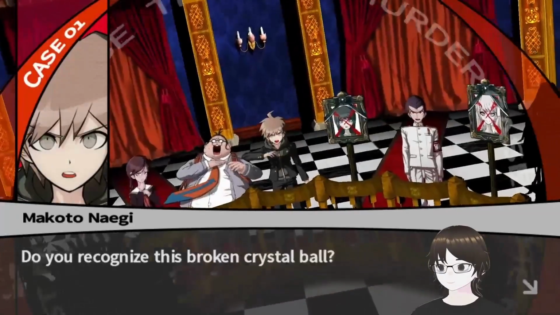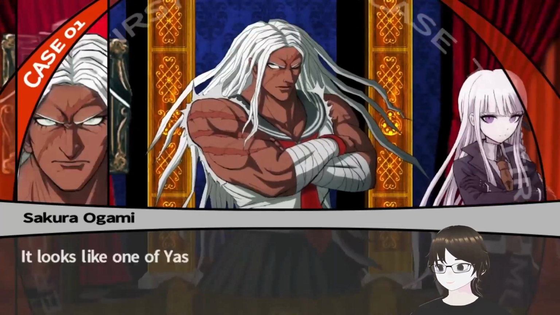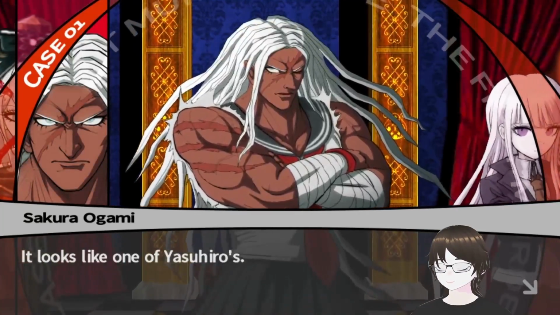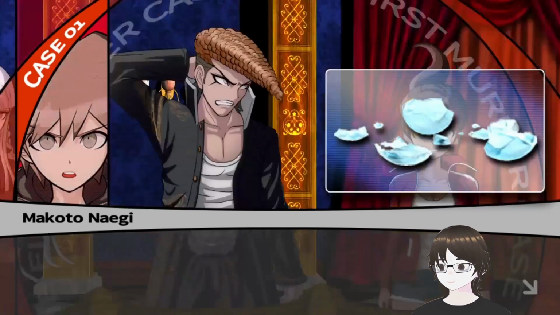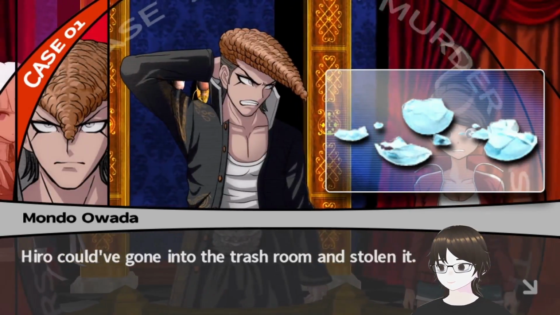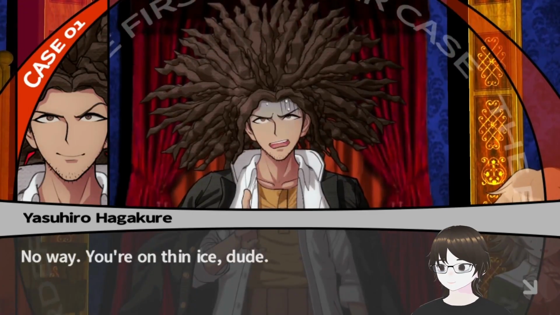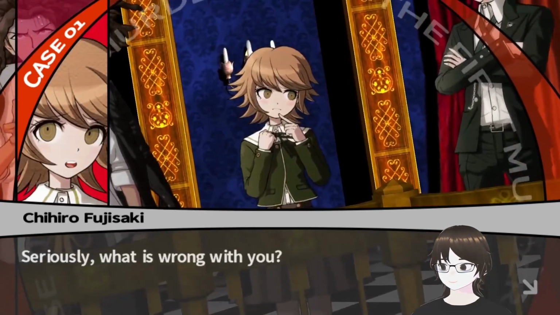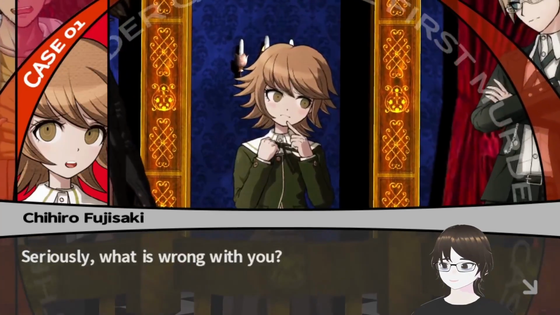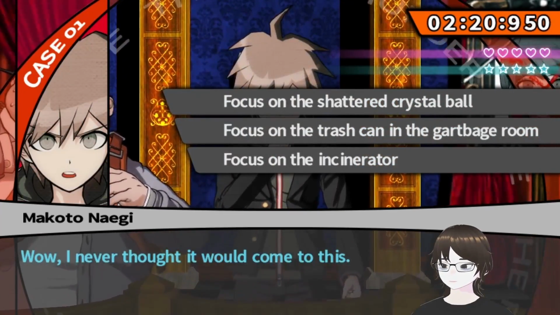Do you recognize this broken crystal ball? It looks like one of Asuhiro's. Yep, that's the crystal ball he was always carrying around. Hero could have gone into the trash room and stolen it. No way. You're on thin ice, dude. I don't think Hero would have stolen a crystal ball from anyone. Seriously, what is wrong with you? Wow, I never thought it'd come to this.